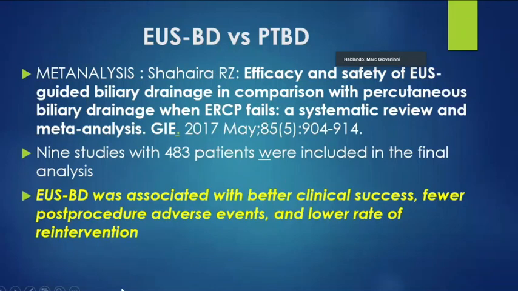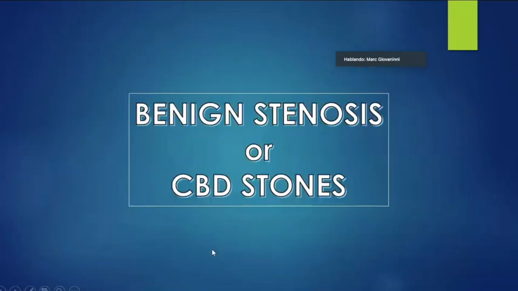And for this indication today, the EUS route is preferred to PTBD in patients in whom ERCP fails, or patients with duodenal obstruction or altered anatomy. Benign stenosis or CBD stone is different.